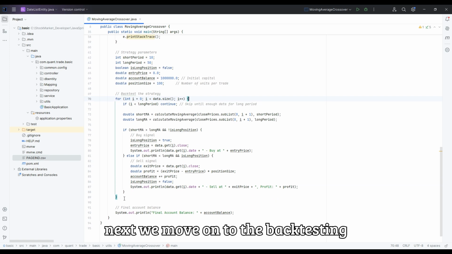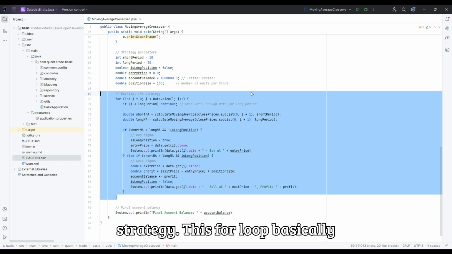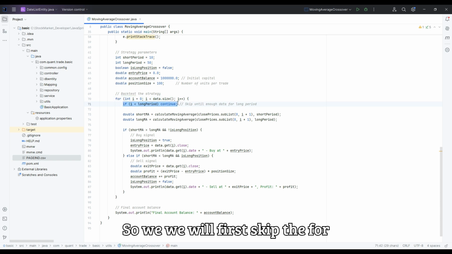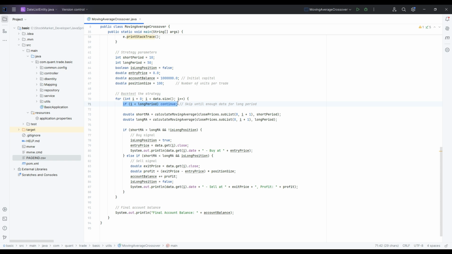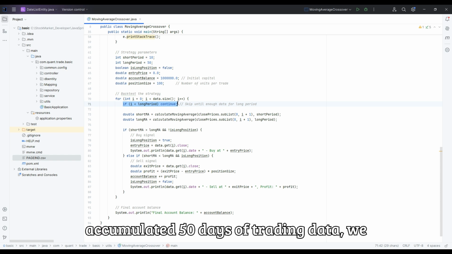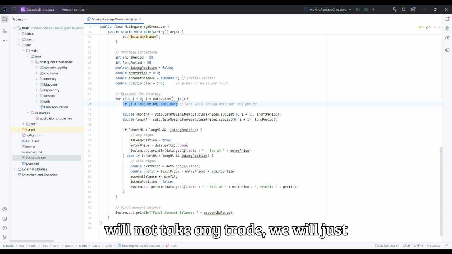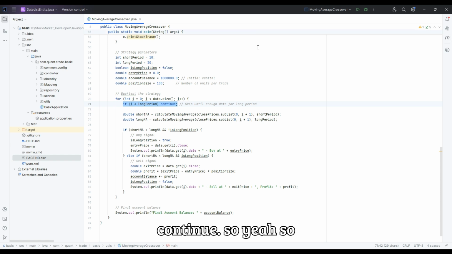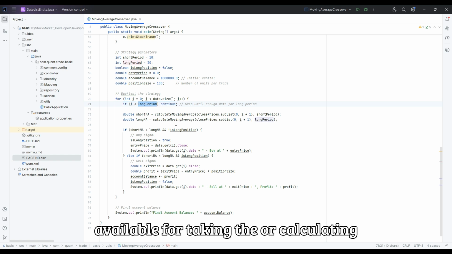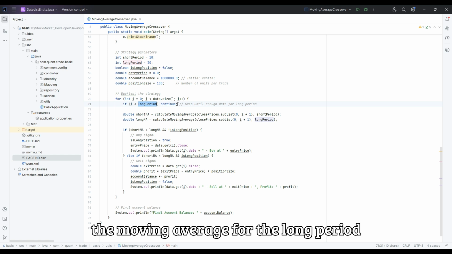Next we move on to the backtesting strategy. This for loop basically does all the backtesting for us. We will continue the for loop without trading for the first 50 days. Basically, up until we have accumulated 50 days of trading data, we will not take any trade, so that the minimum required data is available for calculating the moving average for the long period.